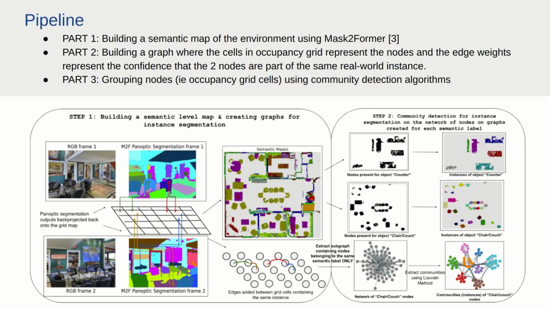Our mapping pipeline involves the following steps. Utilizing Mask2Former on each RGB frame to obtain panoptic segmentation. Back projecting the semantic and instance information onto a top-down 2D grid map using depth images and pose information from the current frame. Creating nodes for each object when a new semantic label is encountered in a grid cell, and updating edge weights using instance information. Registering all frames and applying community detection on the generated graphs to identify different instances. Finally, performing a post-processing step to obtain the final global instances.